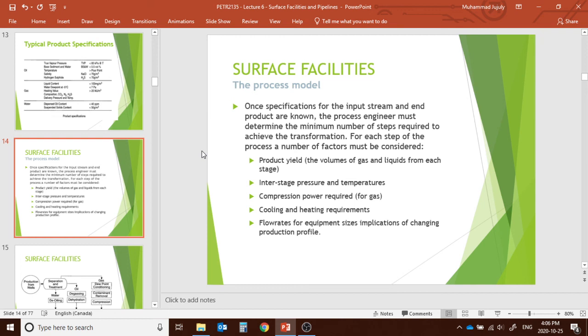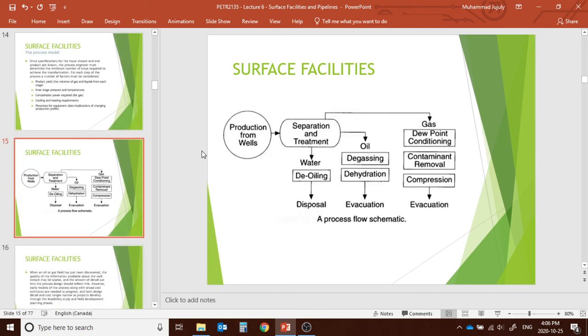So these all, and what would be the flow rate for each of the means? So these all actually have to think about. So let's look at this flow diagram, and from this flow diagram you will have more understanding. Okay, so this is an example of a process flow diagram or process flow schematic.